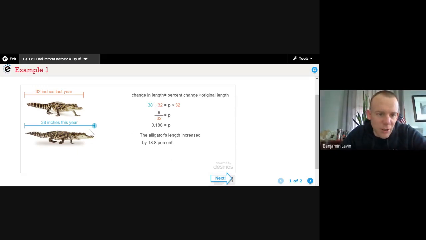The new length is 38. The old length is 32. So 38 minus 32 was 6, right? It grew 6 inches in a year. The alligator grew 6 inches. The total length last year was 32. So 6 over 32 was the percent change. And that's what we did. That's exactly what we just did.